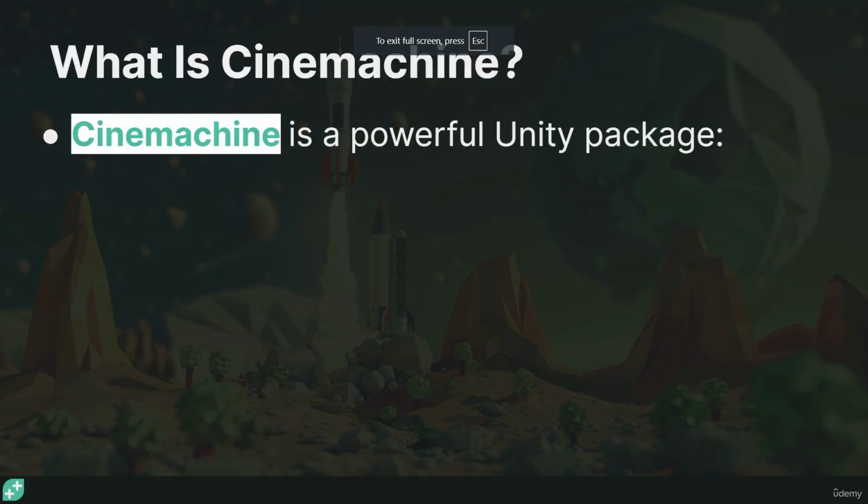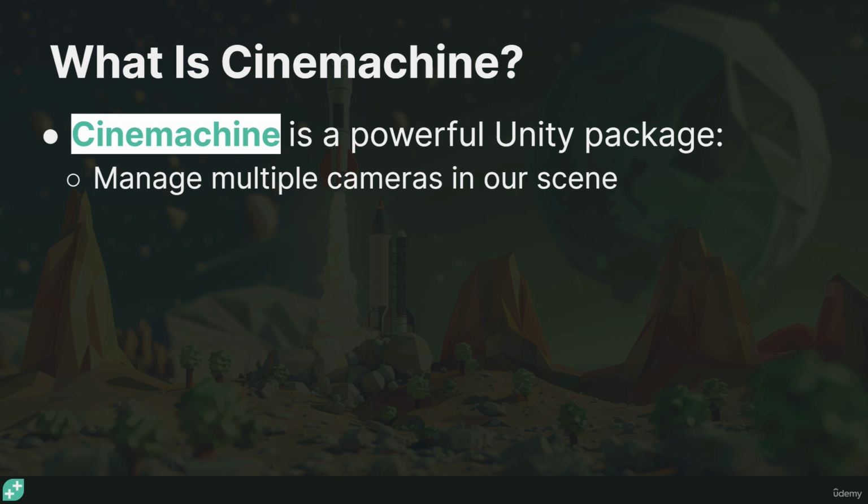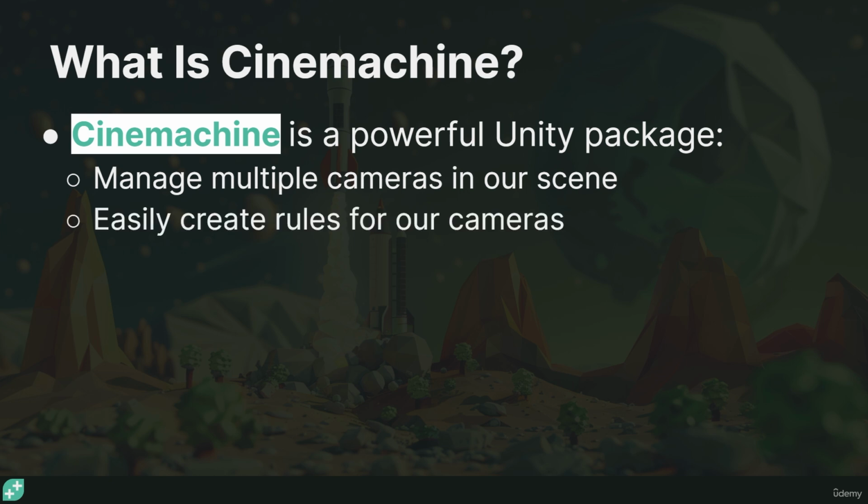What is Cinemachine? Cinemachine is a powerful Unity package that allows us to manage multiple cameras in our scene if we want to do that. And importantly, it easily allows us to create rules for our cameras so that we don't have to do a whole bunch of programming and coding and figuring out like we did in the olden days back when we had to do all this ourselves. Now we get it for free within Unity, which is fantastic.